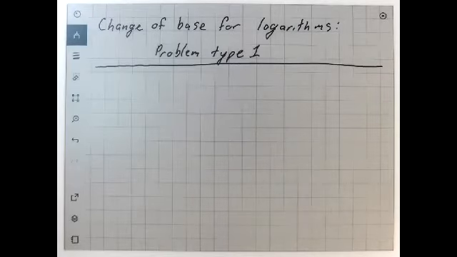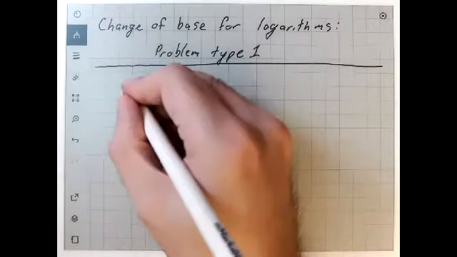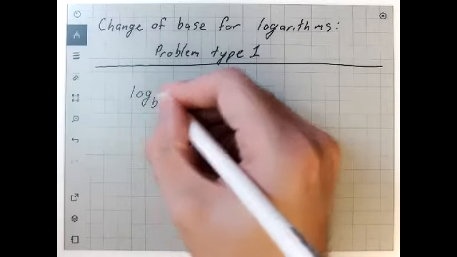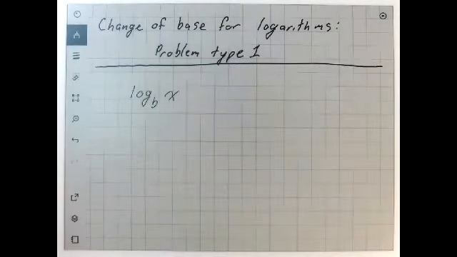Change of base for logarithms, problem type 1. This next type of problem deals with how to evaluate logarithms on arbitrary bases.